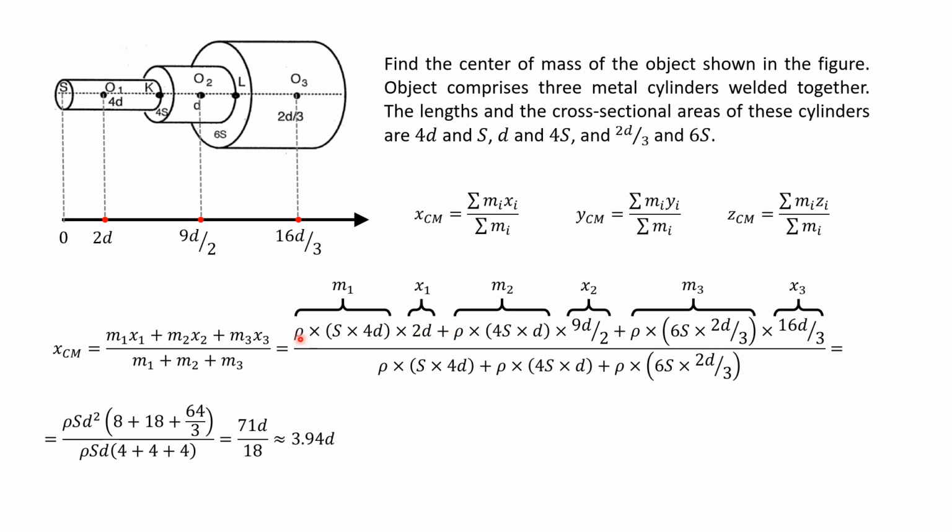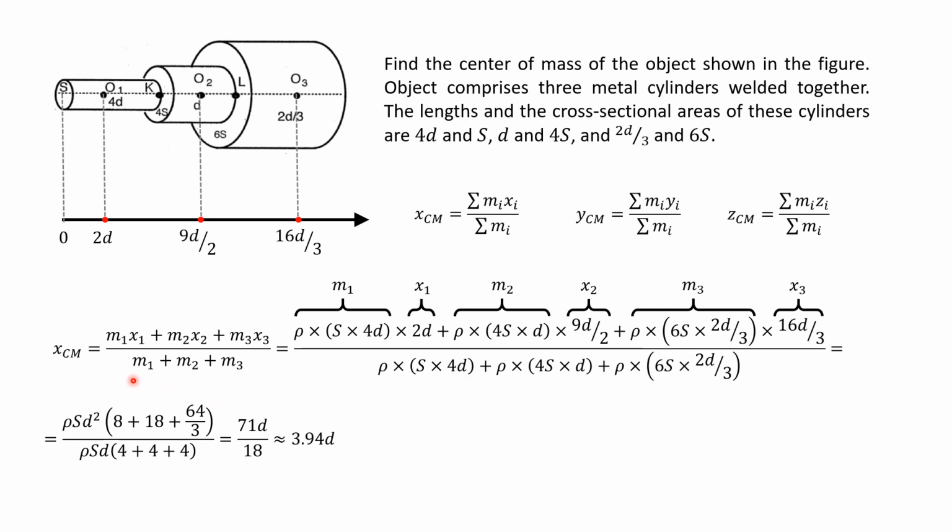Now, the common terms here are rho. All of them have rho. All of them have S. All of them have D times D, so D squared. We can take it outside of the bracket. At the bottom, we have rho, S, and D.